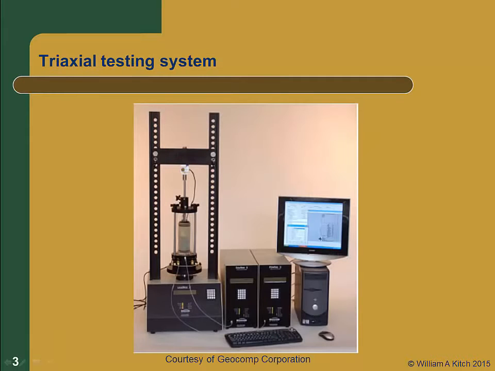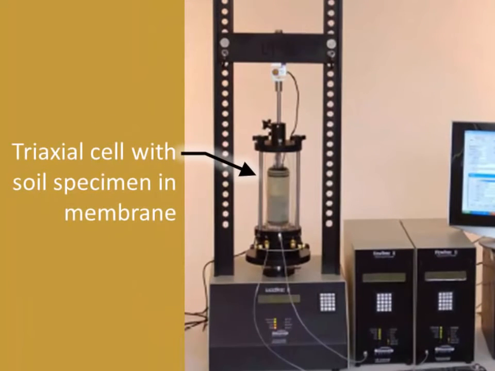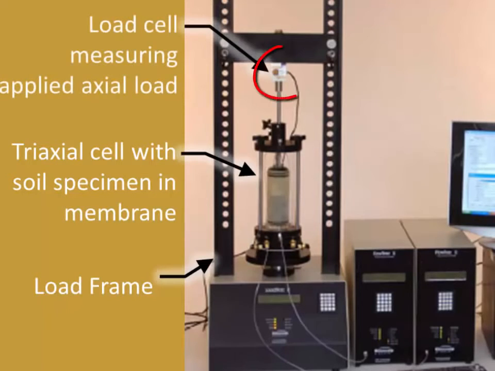This is a picture of a typical triaxial test. The specimen being tested is located in the triaxial cell and enclosed in a flexible membrane. The triaxial cell is placed in a load frame. The purpose of the load frame is to apply a vertical load to the specimen. This load is measured by a load cell located near the top of the load frame.